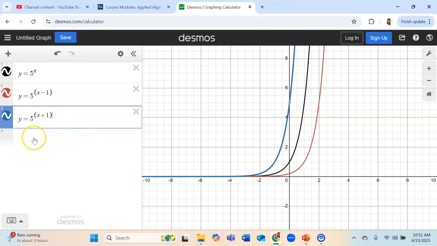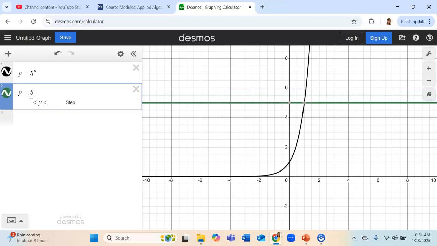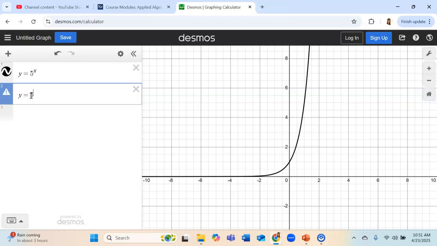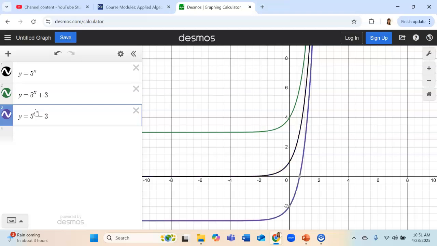So now let's look at some k. So let's do y equals, let's still do the power, 5 to the x, and then plus 3. And then y equals 5 to the power of x and then minus 3.